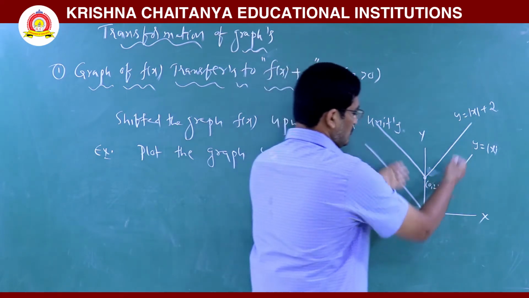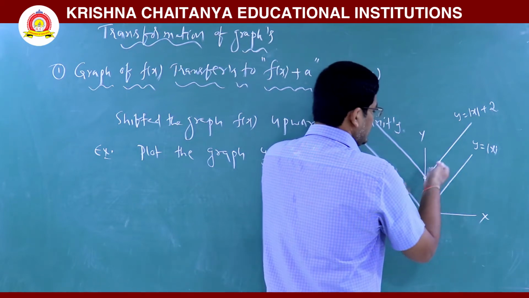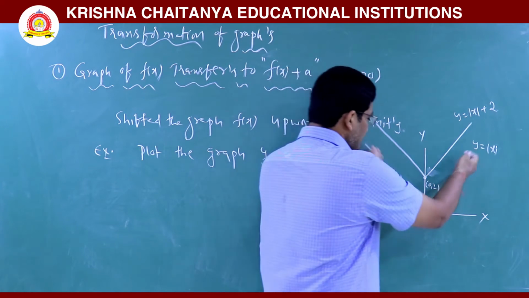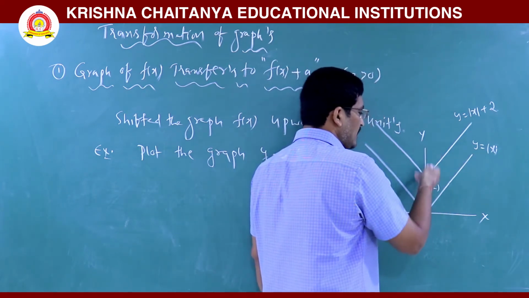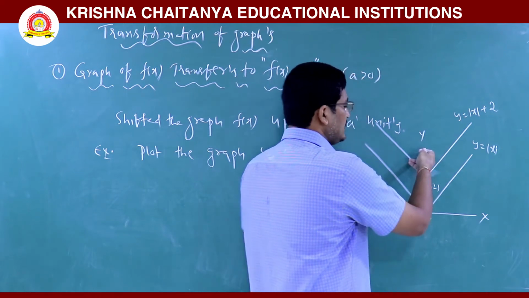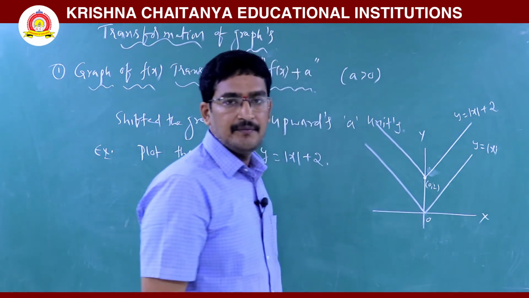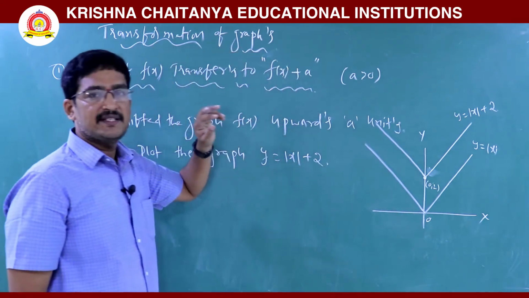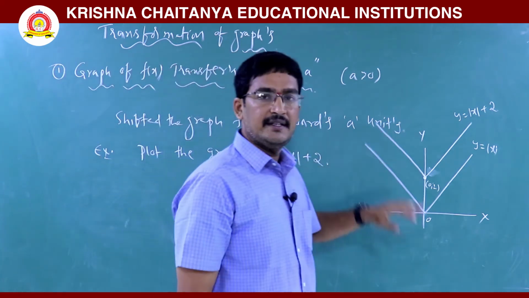Okay, this is y equal to mod x. When this graph is shifted 2 units upwards, then it is y equal to mod x plus 2. Suppose this is the same graph shifted upwards 3 units, then the graph should be like this, that is y equal to mod x plus 3. So to get the curve shape f of x plus a, you just have to shift the graph f of x upwards a units.